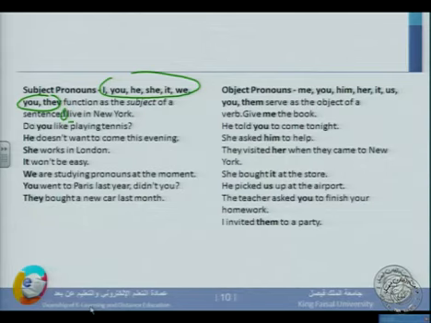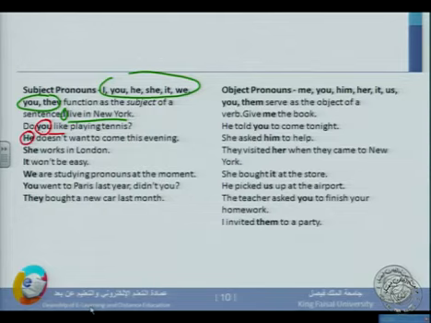For example, لاحظوا هذه الجملة. I live in New York. I جاءت في بداية الجملة. Do you like playing tennis? لاحظ الآن وين الفاعل. You like هنا الفعل وهنا الفاعل. He doesn't want to come this evening.